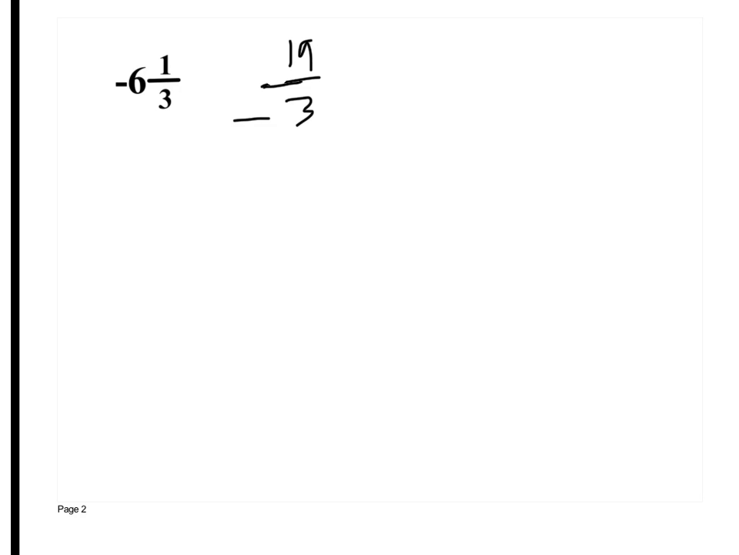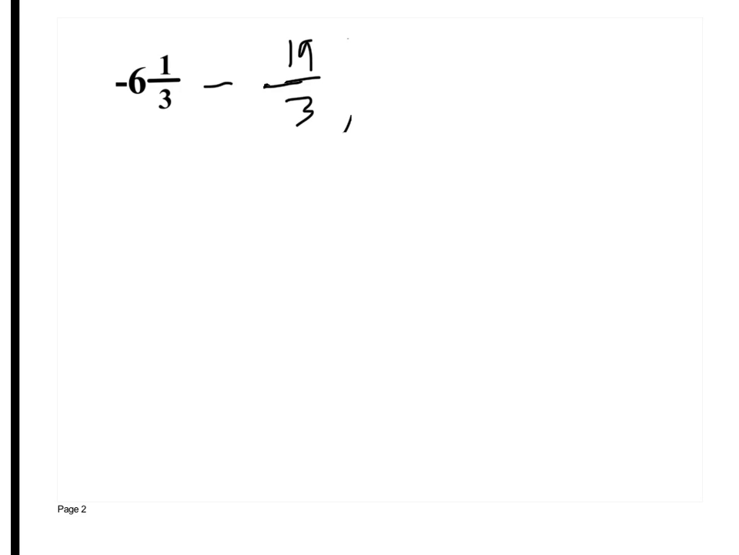What some people do is take negative 6 times 3 and get negative 18. Negative 18 plus 1 would actually be negative 17. Instead, what you do is you say this fraction is negative, and then you do 6 times 3 plus 1. So we have negative 19 over 3.